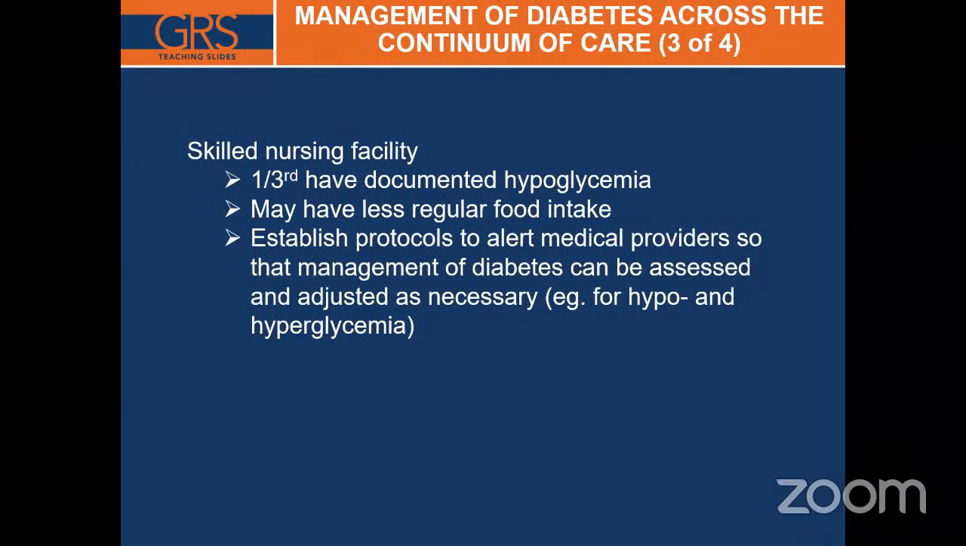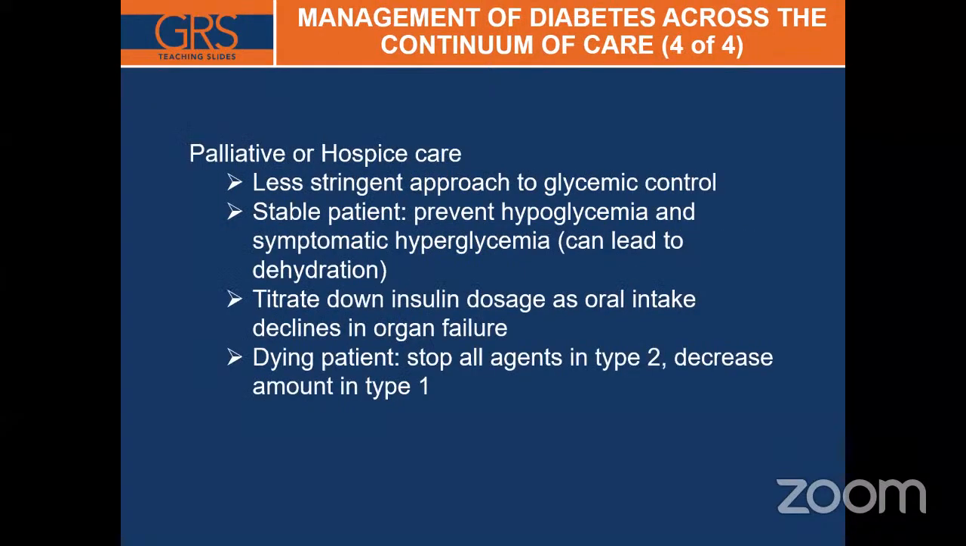In case of a skilled nursing facility, one third have been documented with side effects like hypoglycemia. This could be because of the less regular food intake by the older adults. So we can establish protocols to alert the medical providers so that the management of the diabetes can be assessed and adjusted as necessary, be it for hypo or hyperglycemia.